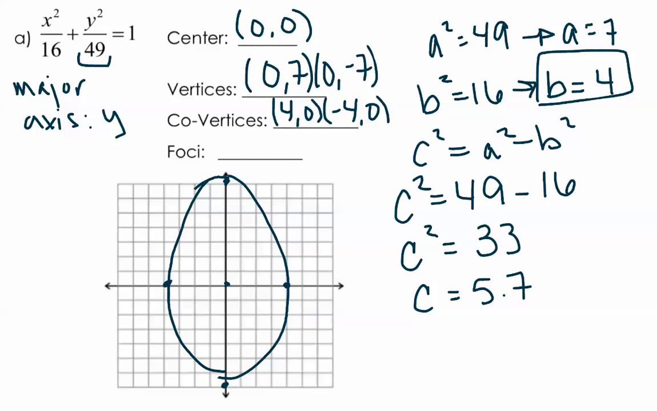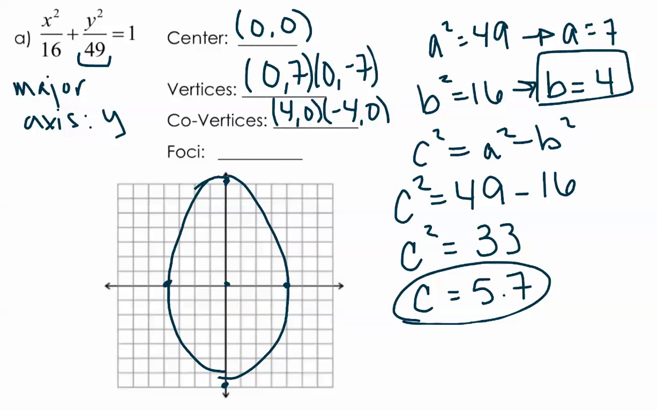Those are my co-vertices, sorry. So now we're going to go ahead and look and find our foci. Remember that our foci we found is 5.7. That is the c value. c always goes with foci. And we're going to keep in mind that the foci are on the same axis as your vertices.